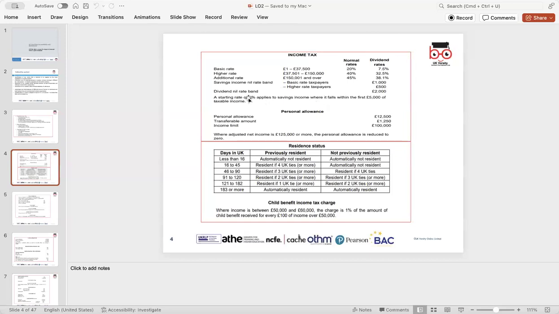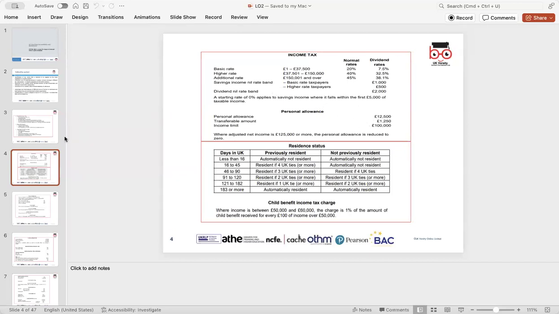Dividends are payments made to shareholders by companies out of the profits. The tax you pay on dividends depends on your income level. If you are a basic rate taxpayer, you will pay 7.5% tax. If you are a higher rate taxpayer, you will pay 32.5%, and if you are an additional rate taxpayer earning over £150,000, you will pay 38.1%.